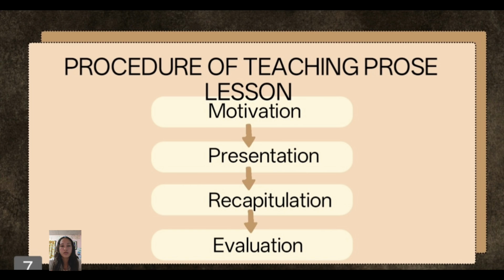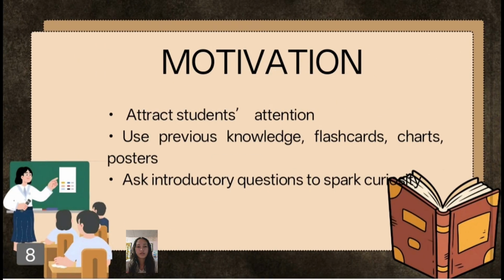Now, the procedure of teaching a prose lesson. First is motivation, second is presentation, third is recapitulation, and last is evaluation. Now we have motivation, the first step in a prose lesson. Motivation is crucial to attract students' attention and get them ready to learn. Teachers can use previous knowledge, flashcards, posters, or short questions.